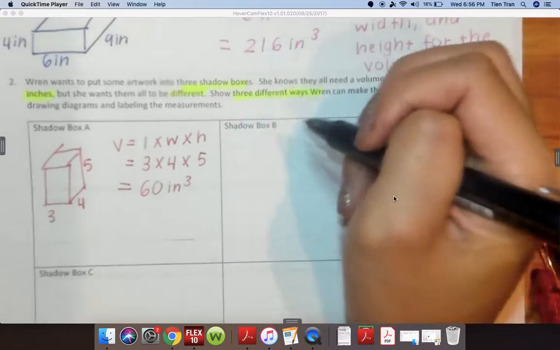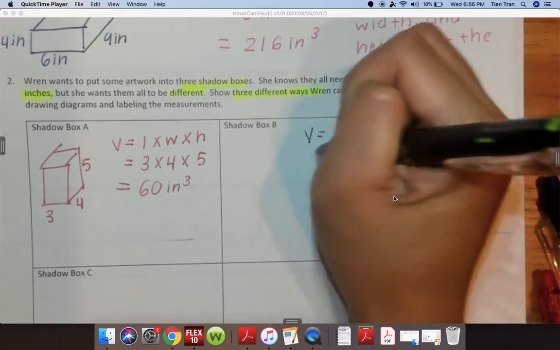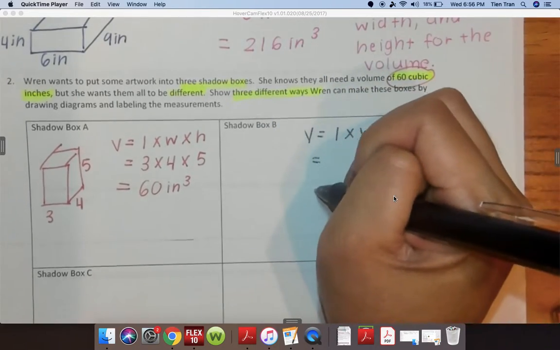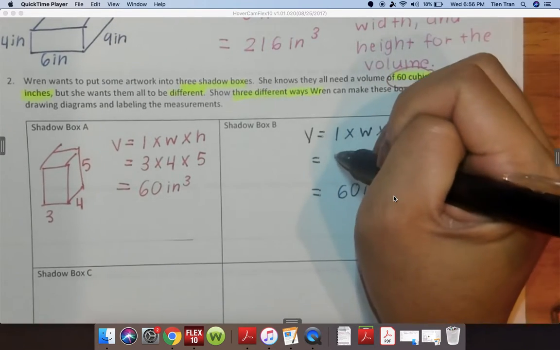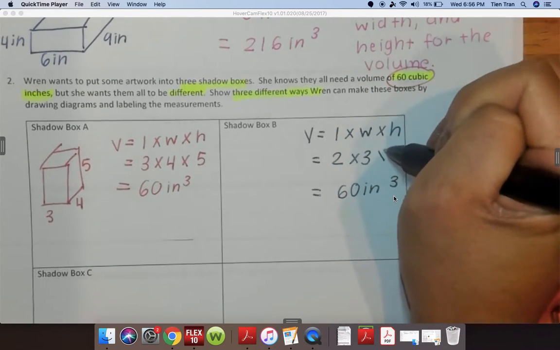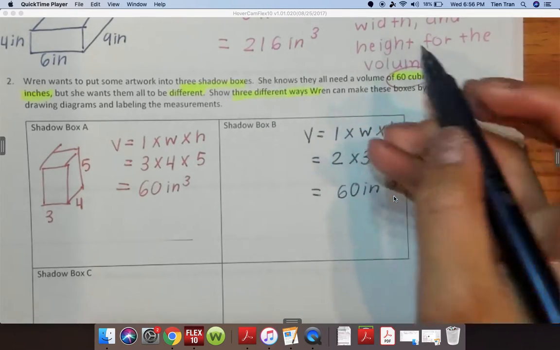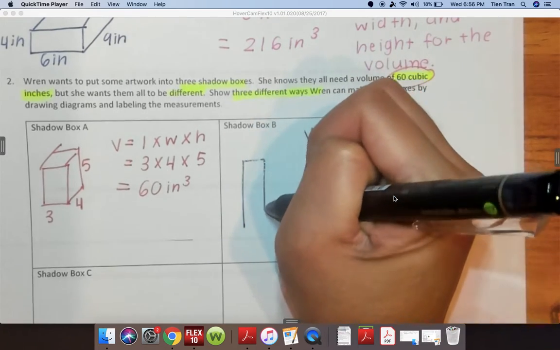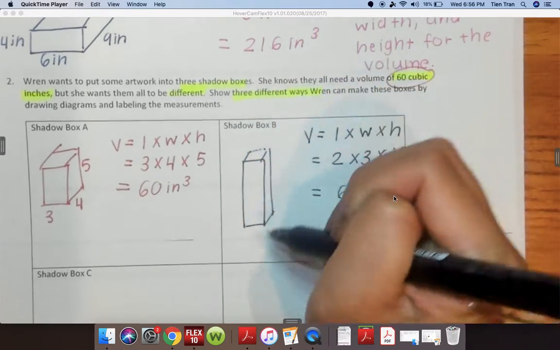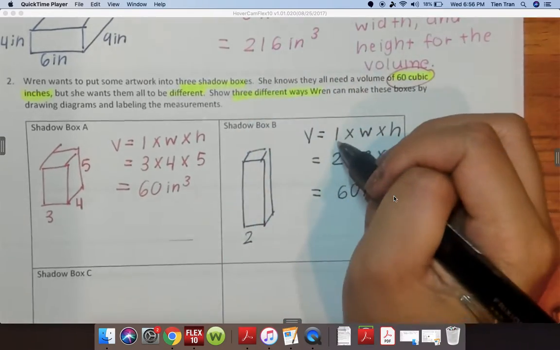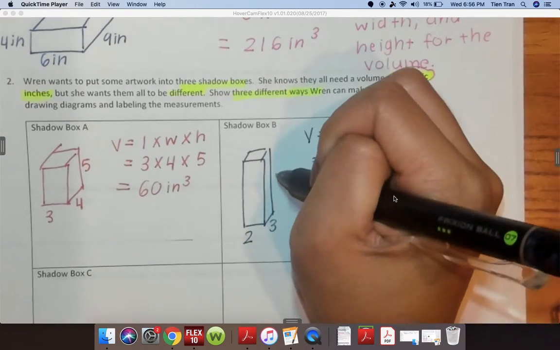Now on this side, I also need to find another length, width, and height that are all different so that I can find another way she can build her box. So I know that 2 times 3 is equal to 6, and 6 times 10 is equal to 60 inches cubed. So now I'm going to draw my rectangular prism box. Okay, so I have 2 inches for my length. My width, I said, was 3 inches, and my height is 10 inches.